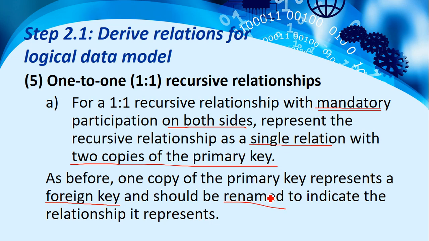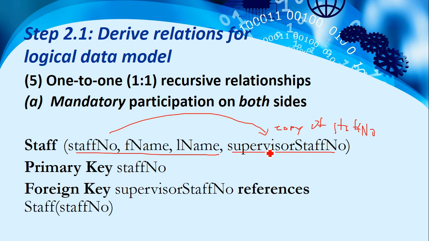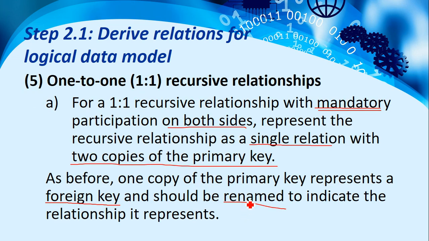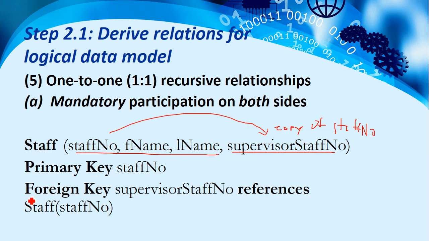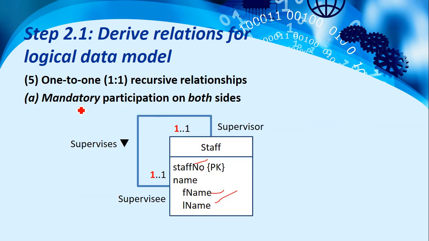Rename. Yeah, here it is. We've renamed it, and the other primary key is a foreign key. That's why we declared here the statement foreign key supervisor staff, referencing the staff number. So this is how you derive a relation in this scenario, with mandatory participation on both sides.